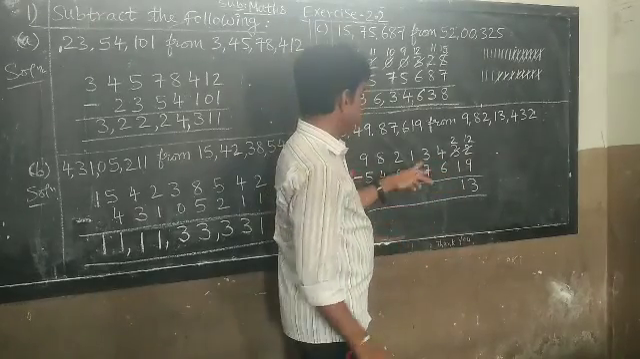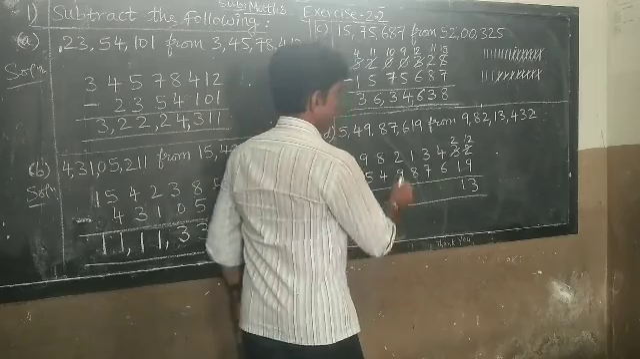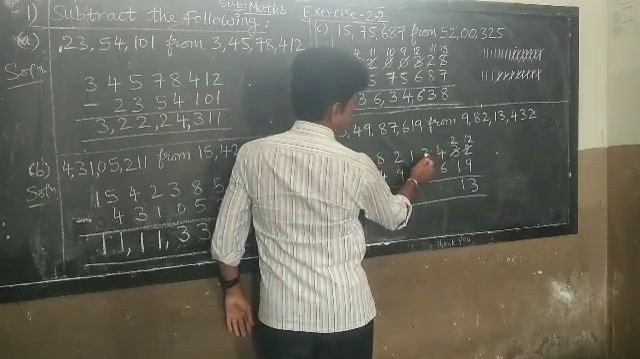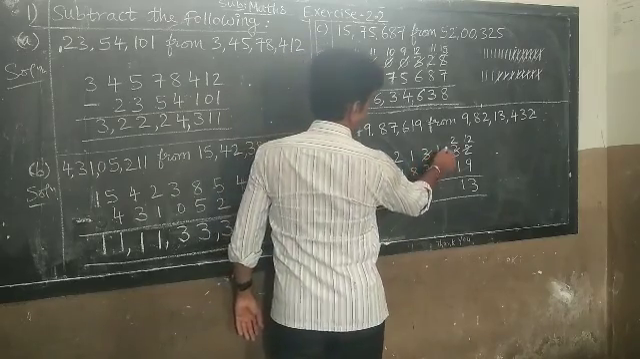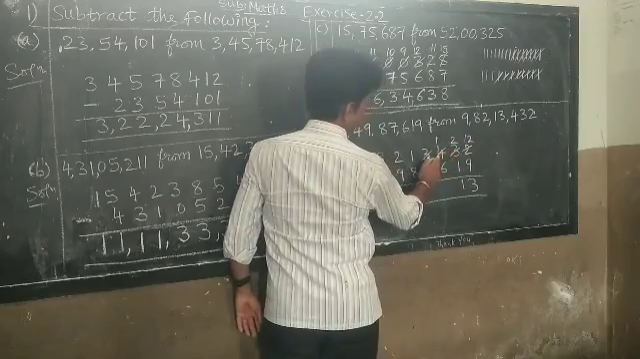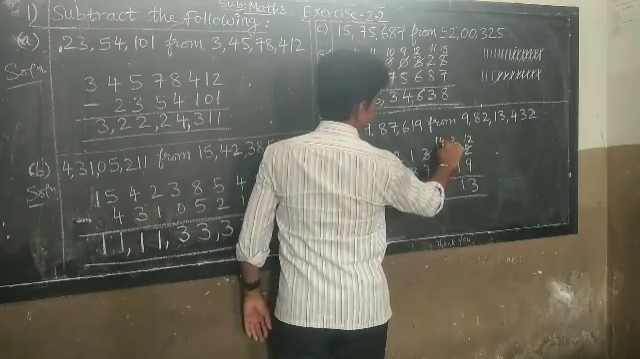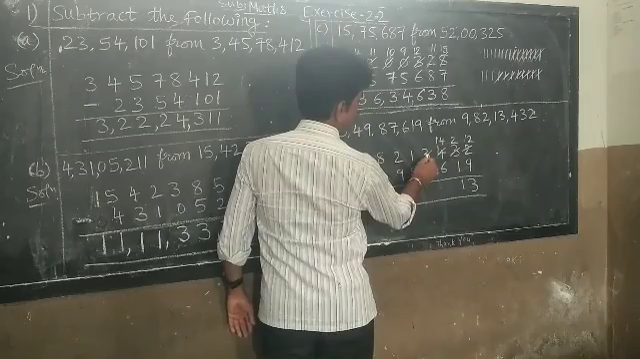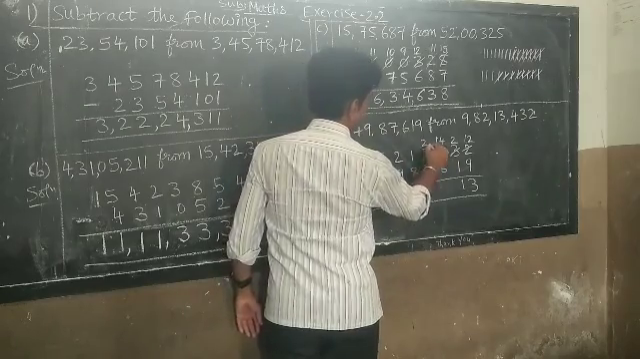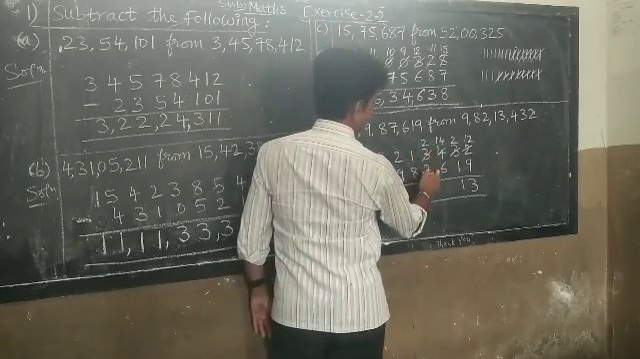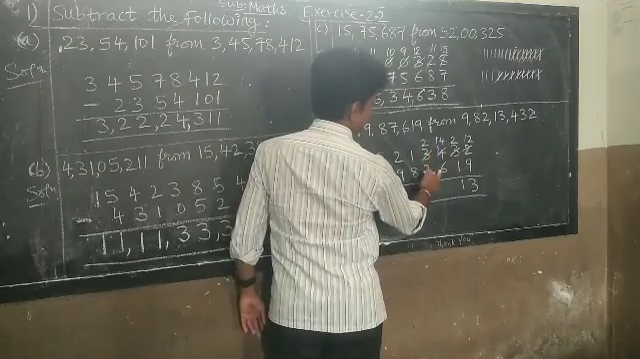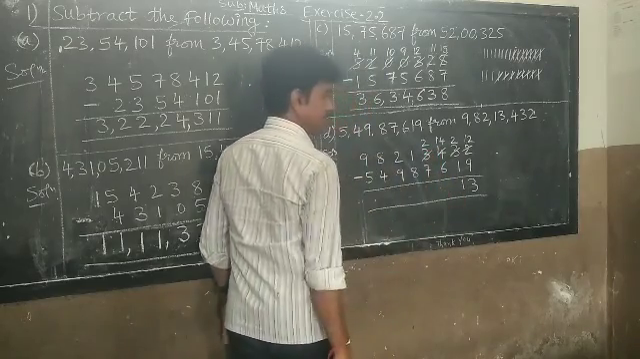No, not possible. So borrow 1 from thousands place, 3 is there. You have to borrow 1. Now 4 becomes 14. This is your borrowed 1. 3 becomes 2. Now 14 minus 6. 14 is big number. 6 is small number. Now you can easily subtract.